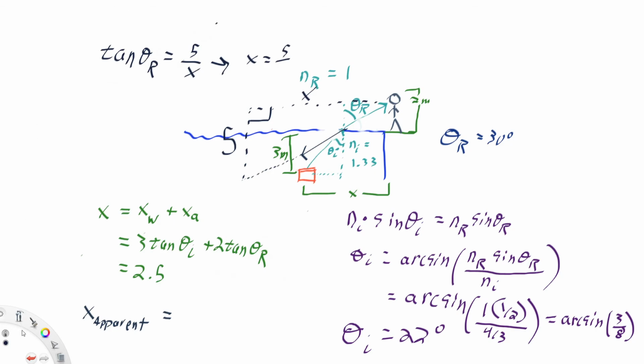Oh, no. Putting that almost did exactly the same thing. Theta r is this angle with the normal. It's also down here then. So our apparent length from the shore is going to be 5 times tangent 30. This is about 2.9.